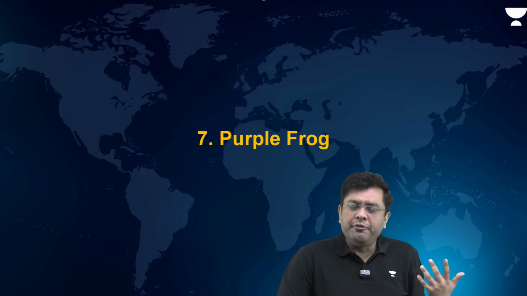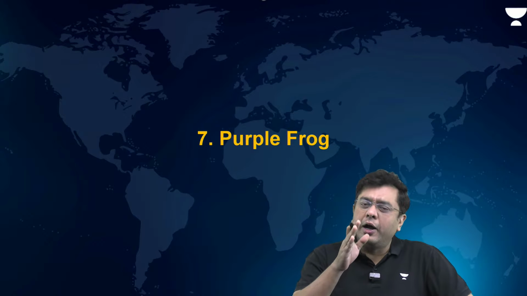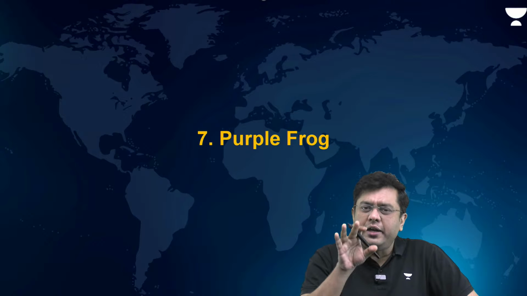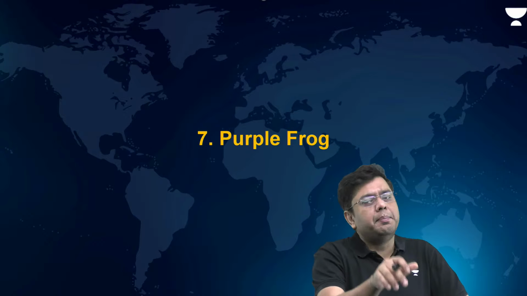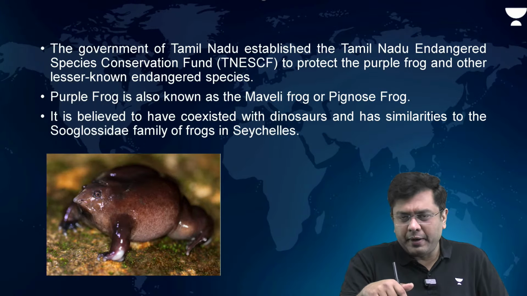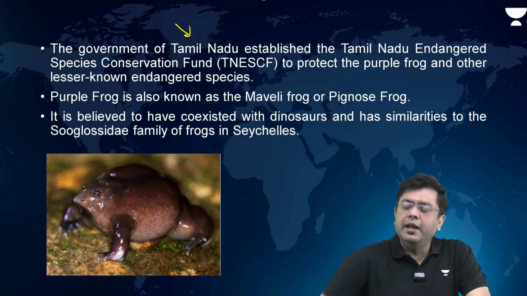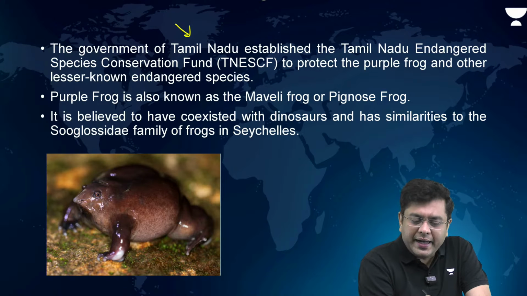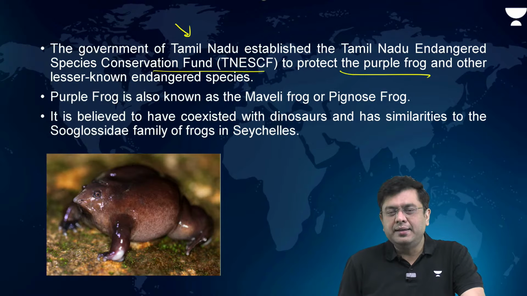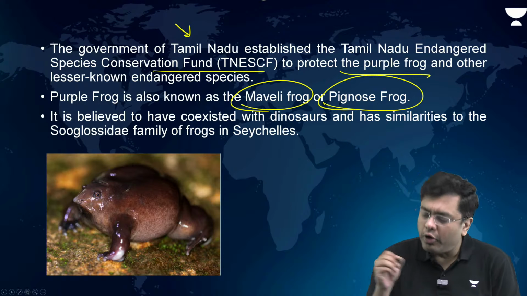Purple frog. Purple frog is one of those unique species which has been found in the region around the Western Ghats, in particular around the area of Silent Valley and the Idukki region in Kerala, extending up till Tamil Nadu. Now, Tamil Nadu has set up a special fund for the conservation of these purple frogs, and that is why these frog species have come in news. So the government of Tamil Nadu established the Tamil Nadu Endangered Species Conservation Fund to conserve and protect the purple frog and other lesser known endangered species. It is also known as the Maveli frog or the pig-nosed frog.